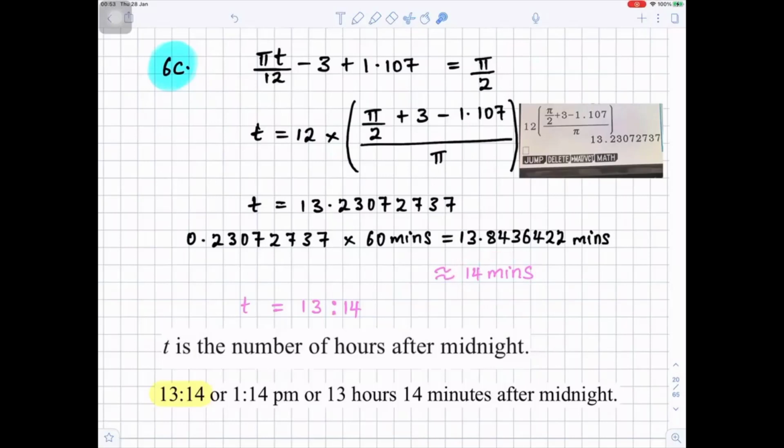So the time would be 13:14, that means 1:14 p.m. So t is a number of hours after midnight. So 13:14 or 1:14 p.m., or 13 hours and 14 minutes after midnight.